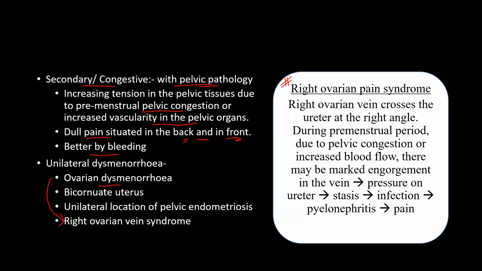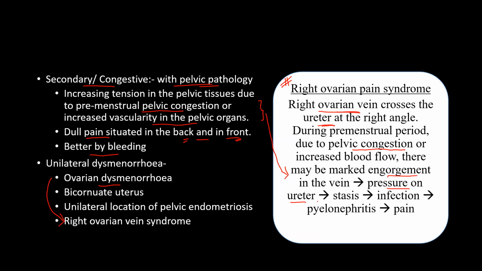the right ovarian vein crosses the ureter at the right angle. So whenever there is a pelvic congestion that is occurring and the increased blood flow, there might be marked engorgement of the right ovarian vein. There will be marked engorgement. Already with the pathology we have mentioned over here. Because of that, there will be a marked engorgement in the right ovarian vein. And when there is a marked engorgement, the pressure will fall on the ureter because the right ovarian vein crosses the ureter over here. Okay, so pressure is on the ureter.